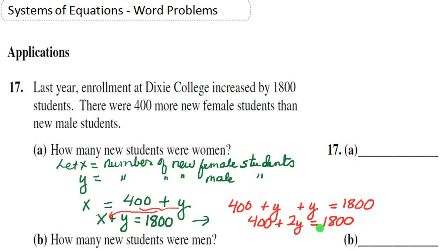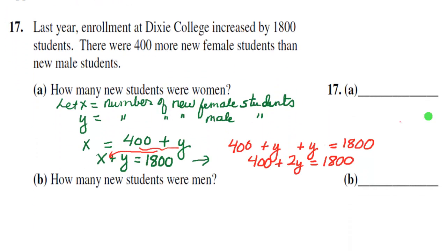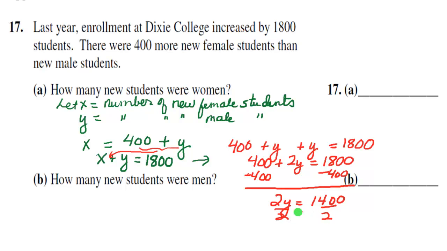And we're going to subtract 400 from both sides because we want to isolate our y. And then that gives us 2y equals 1,400. And now dividing by 2, we get that y is 700.